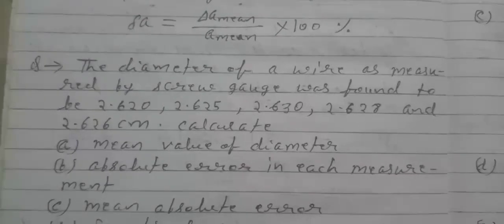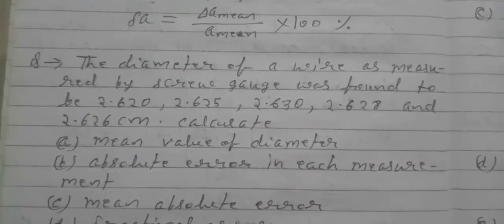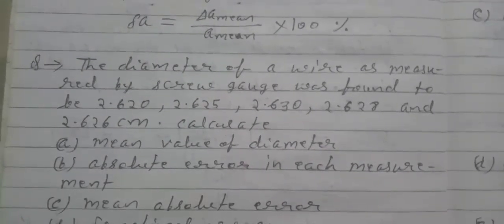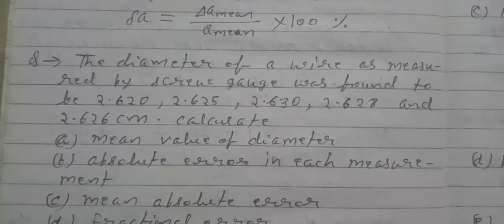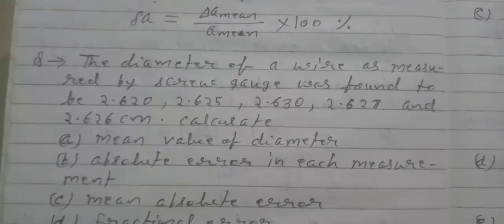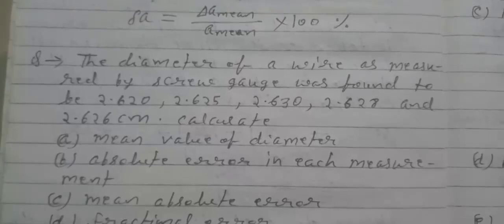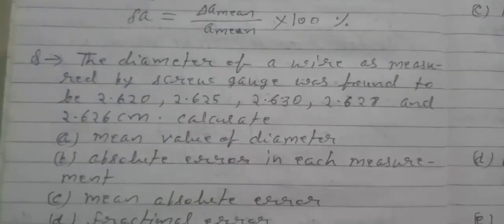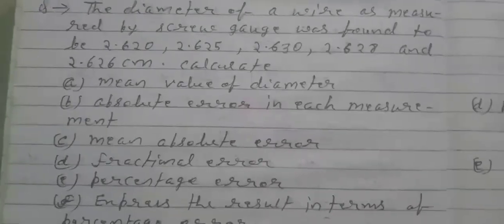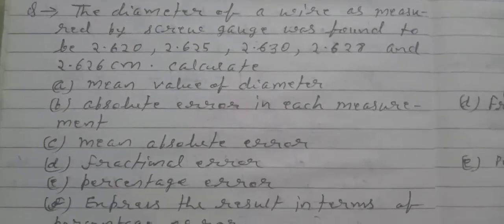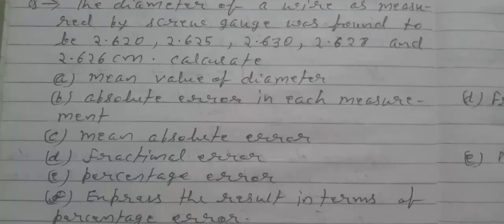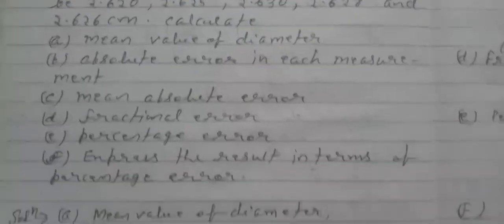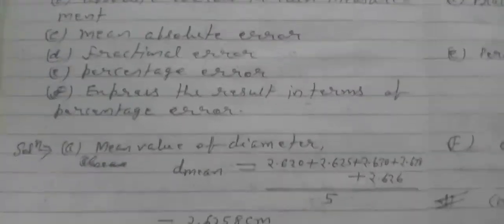Question. The diameter of a wire as measured by a screw gauge was found to be 2.620, 2.625, 2.630, 2.628 and 2.626 cm. Calculate the mean value of diameter, the absolute error in each measurement, the mean absolute error, the fractional error, and the percentage error. Express the result in terms of percentage error.